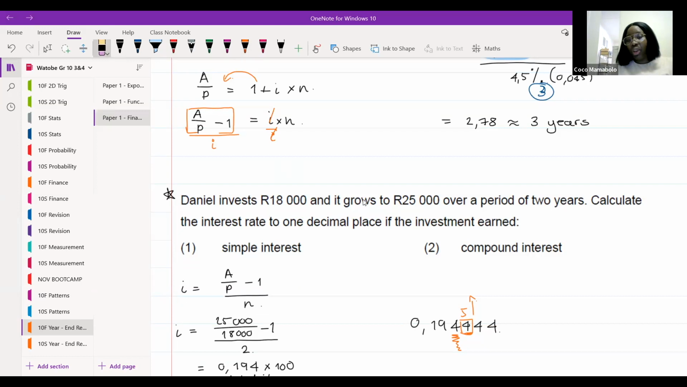Okay, so guys, because there's a 4 there, that number will not change the 4 next to it into a 5. It won't. It will still remain 4, guys. It won't change. So the answer is indeed 19.4%.